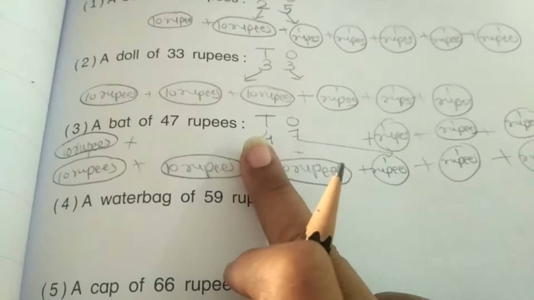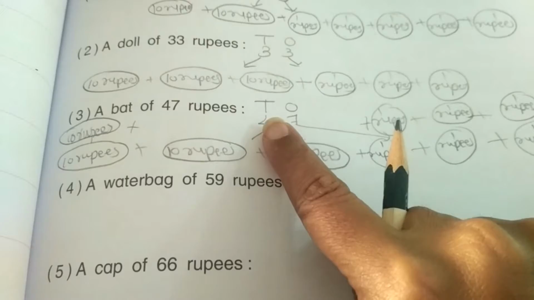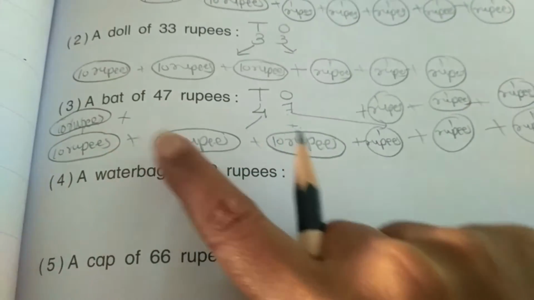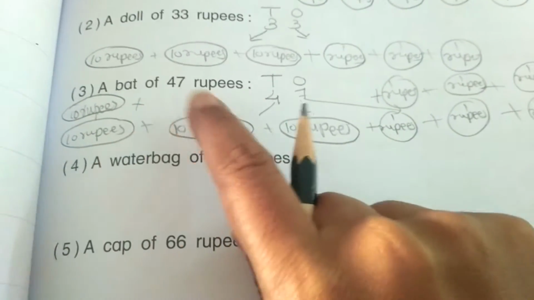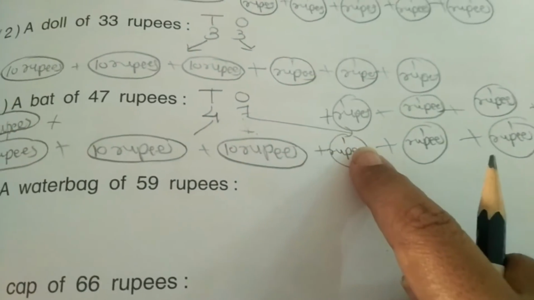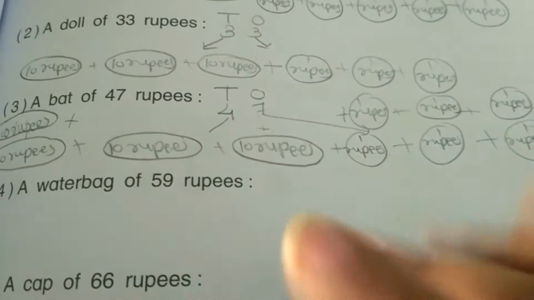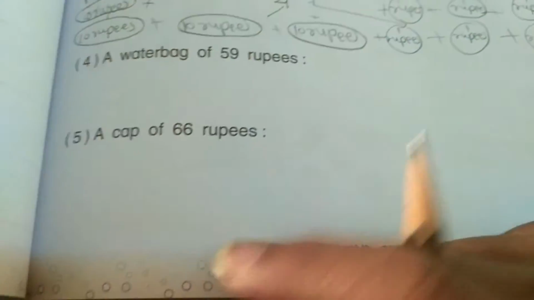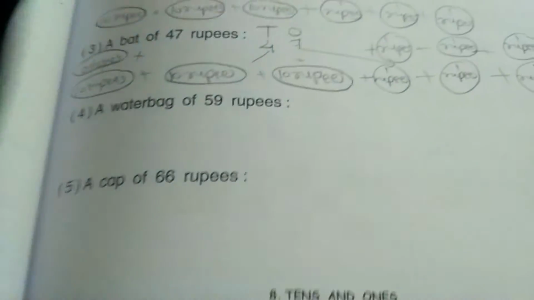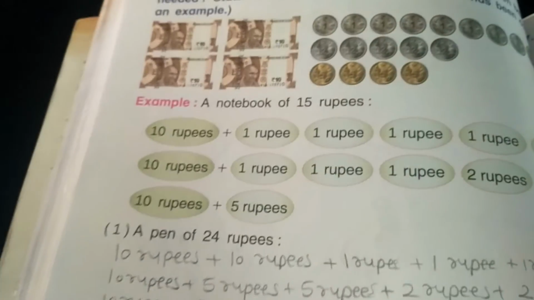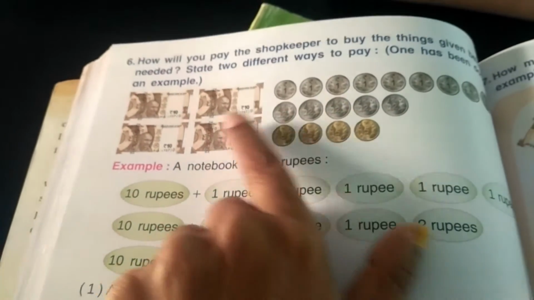A bat of 47 rupees. Here we will bifurcate the number as tens and ones, and then we'll write down the groups of 10. There are 4 groups of 10. 10, 20, 30 and 40 and 7 coins of rupee 1. Okay, so this is the way we can bifurcate. The other two examples you will do by yourself. Now turn your page to page number 90, where you will find this exercise.